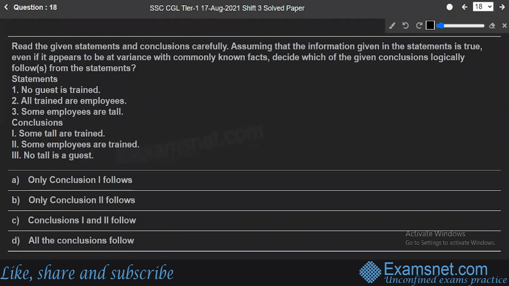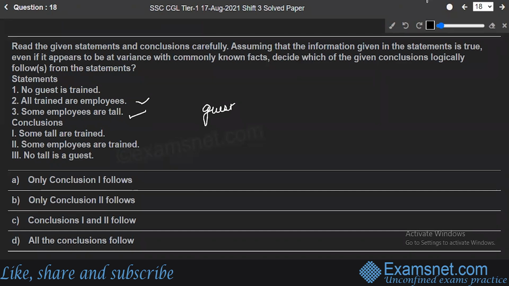Question number 18, read the given statements and conclusions carefully. Assuming that the information given in the statements is true, even if it appears to be at variance with commonly known facts, decide which of the given conclusions logically follows from the statements. So let's read the statements first. First one is no guest is trained. All trained are employees. Some employees are tall.